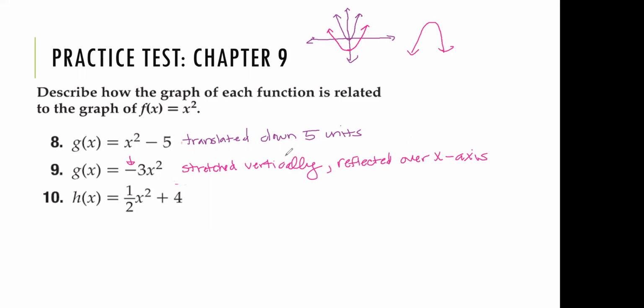And then the last one is 1/2 of x squared plus 4. So now we still have a value in front of x squared, but it's less than 1, so it is compressed vertically, okay? And then also, since it's got this plus 4, it's translated up 4 units. Okay? All right.